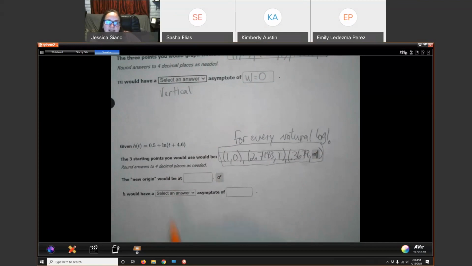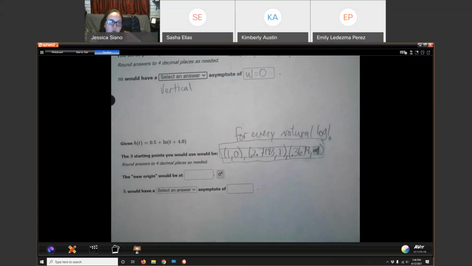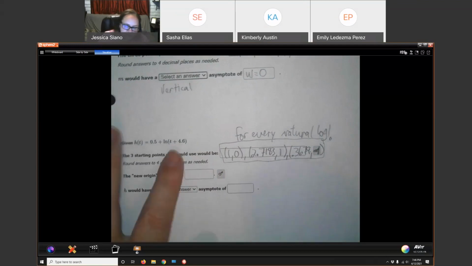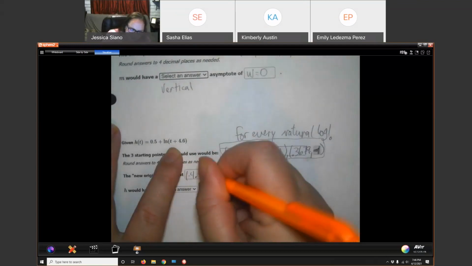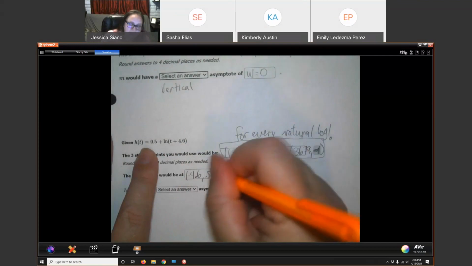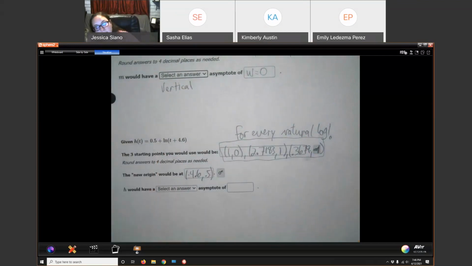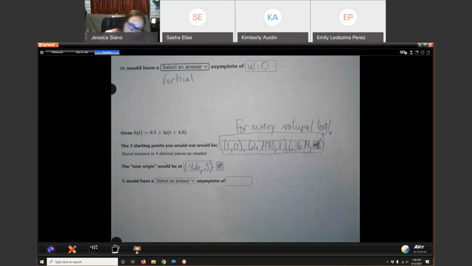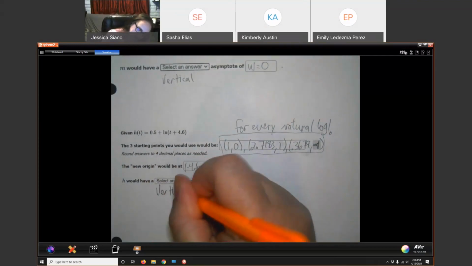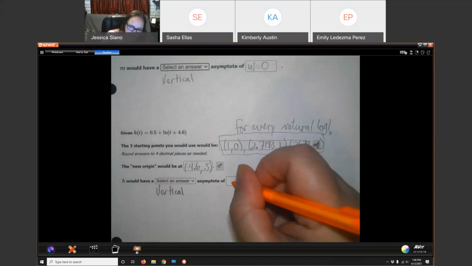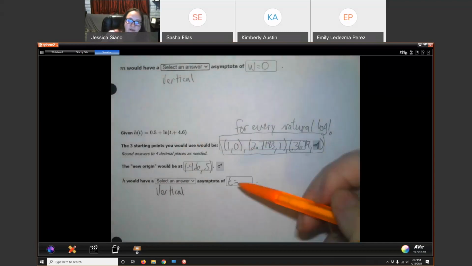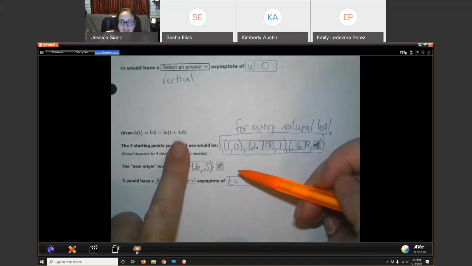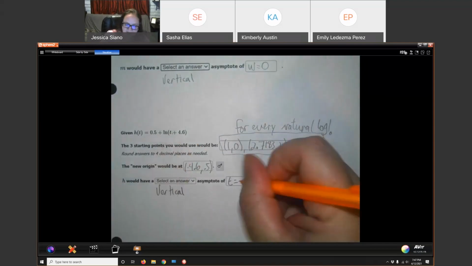Okay, now when they're asking you for your new origin, they're asking you what your transformation will be. So this one goes left 4.6 and up 0.5. That's where those numbers come from. And then this is always vertical. And then my vertical asymptote here would be t equals, and then since this is a left 4.6, it would be -4.6.